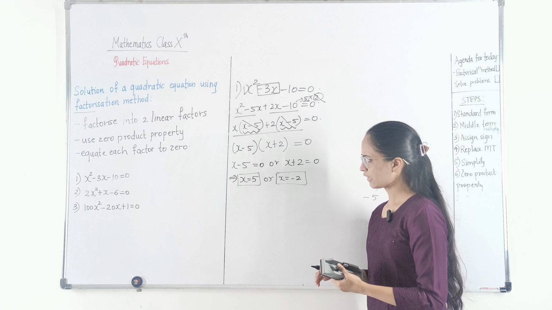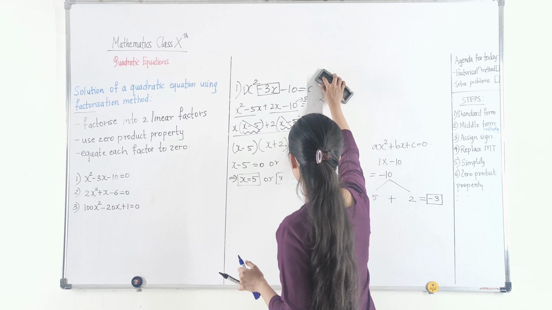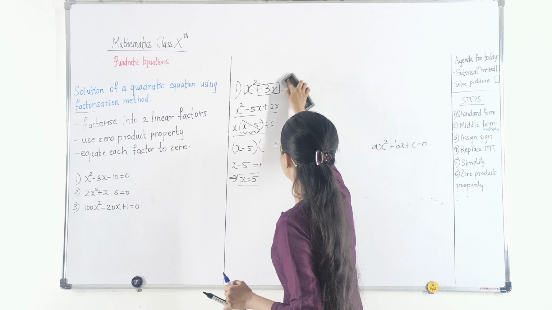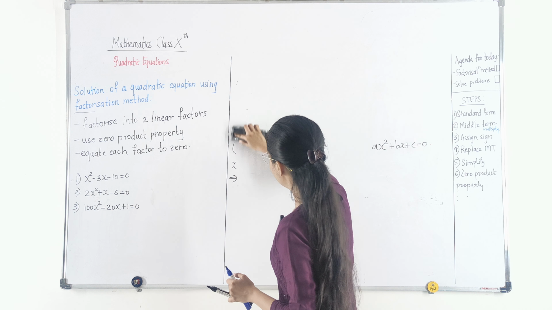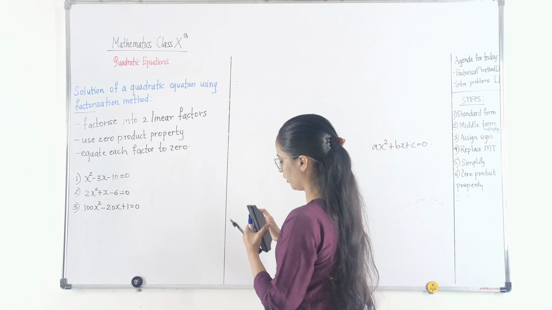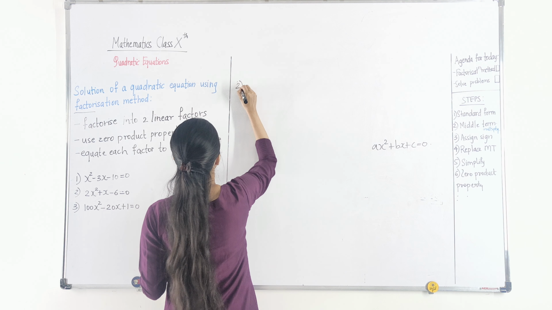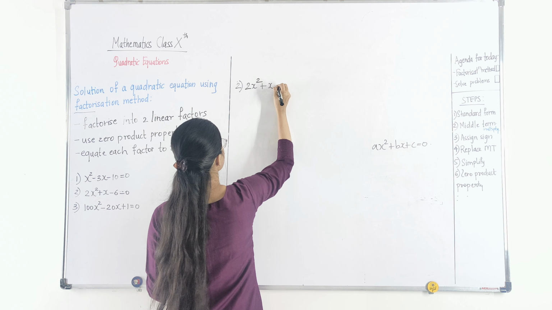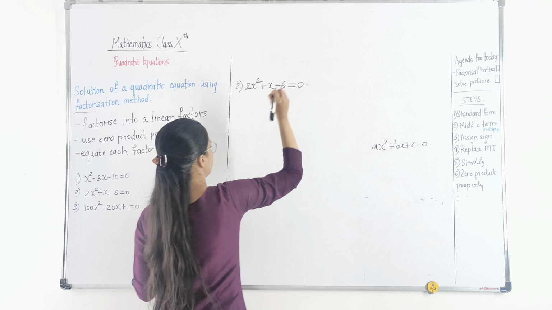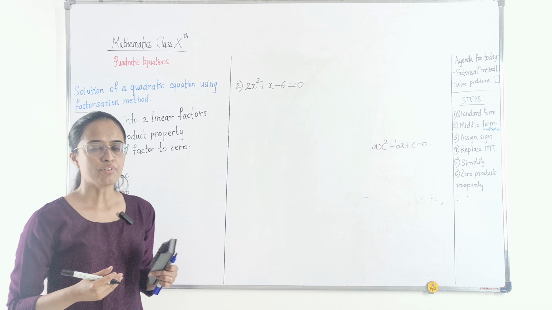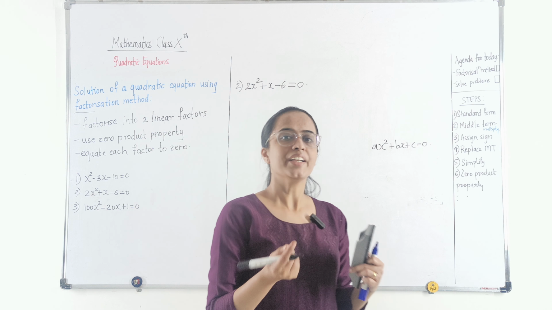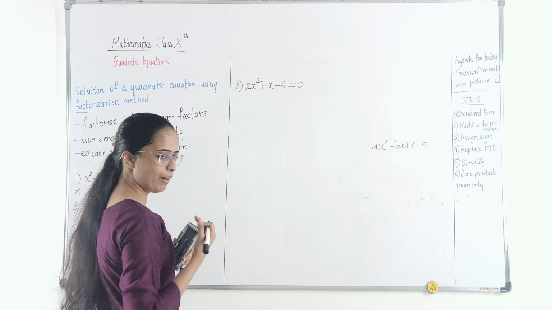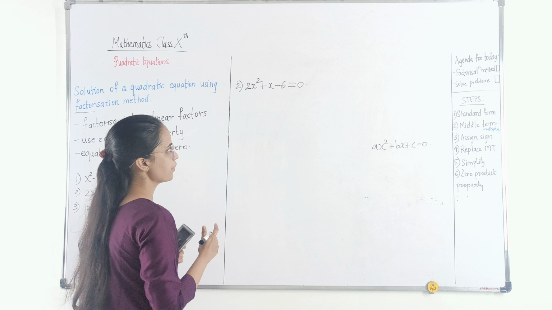Now let us try and solve the second problem so that you would have a better understanding. So the second equation is 2x square plus x minus 6 is equal to 0. The only challenge in factorization problems is to decide the sign for the middle term. So let us now see and have a better understanding of the sign part of it.